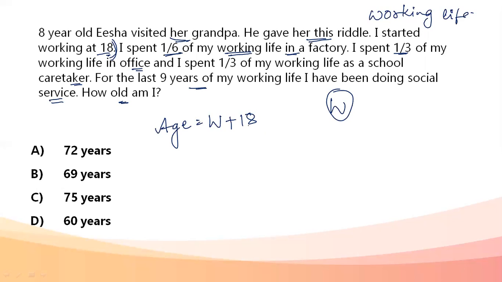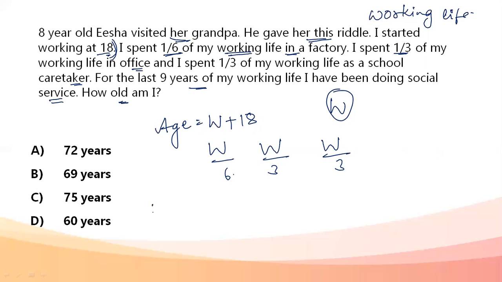Now, he has spent one-sixth of his working life in a factory. This becomes W by 6. One-third working in a school, so this becomes W by 3. And next it is given that one-third as a school caretaker, which becomes W by 3 again, and for the remaining life, that is the past 9 years, he was working in social service.